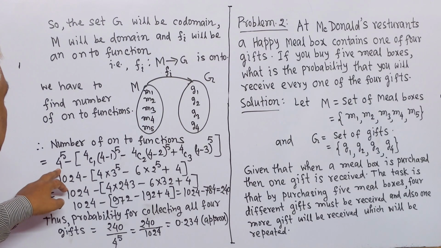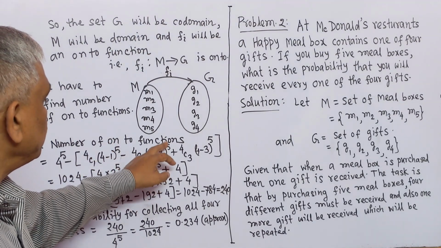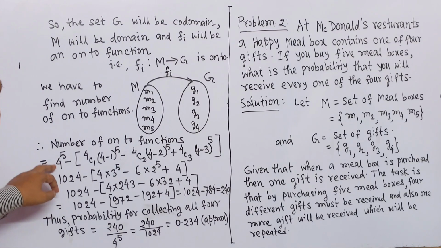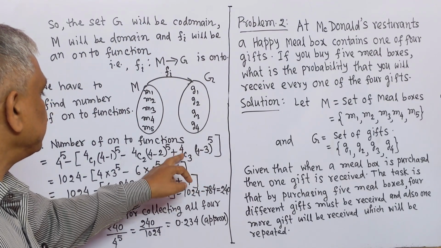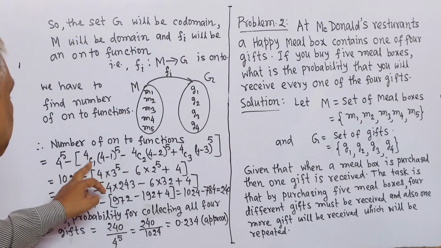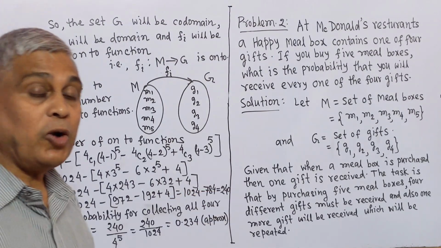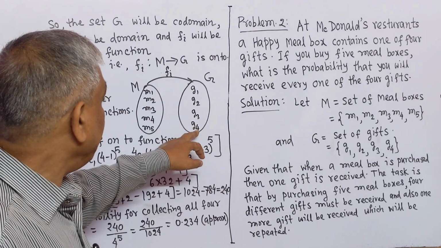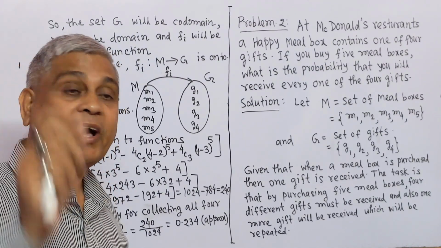And this is equal to 4 to the power 5 minus 4C1 (4 minus 1) to the power 5 minus 4C2 (4 minus 2) to the power 5 plus 4C3 (4 minus 3) to the power 5. The value of 4 to the power 5 is 1024. And here 4 minus 1 is 3, 4 minus 2 is 2, and 4 minus 3 is 1. 4C3 equals 4, 4C2 equals 6, 4C1 equals 4. And we get the result 240. So, the number of onto functions is 240. Onto functions means for each element of the codomain we get a pre-image. That means we get 4 different gifts.